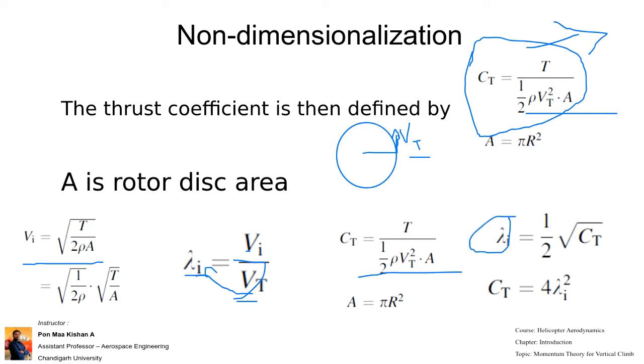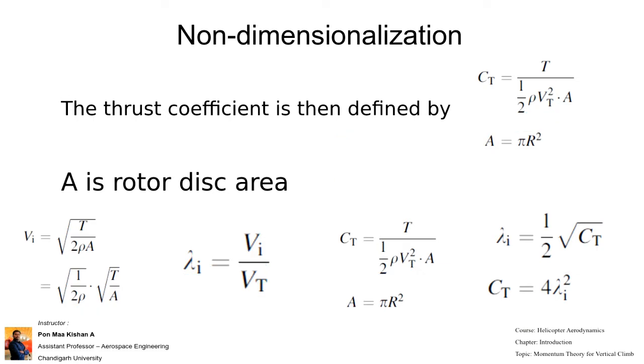So I request all of you to calculate that right now itself using these three equations. Vi we already know, square root of 1 by 2 rho into square root of T by A, that whole square. The next equation, which we have seen in the previous slide, is the non-dimensional induced velocity, given as Vi divided by Vt. Coefficient of thrust, we already know, is thrust divided by half rho Vt square into the rotor disk area. So substituting the values.